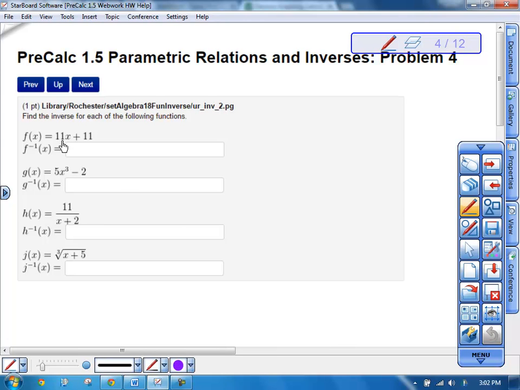Okay, to find the inverse of these, we switch x and y. So we have x equals 11y plus 11. Then we solve for y. We subtract 11 and then divide by 11. So there's the answer for this one.